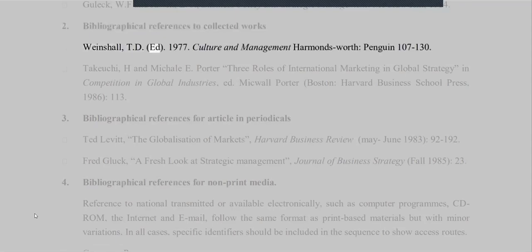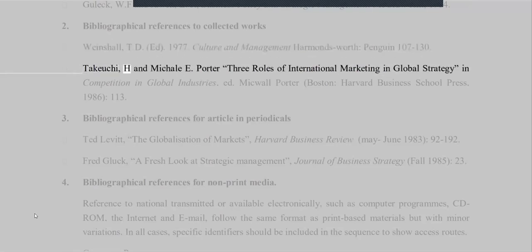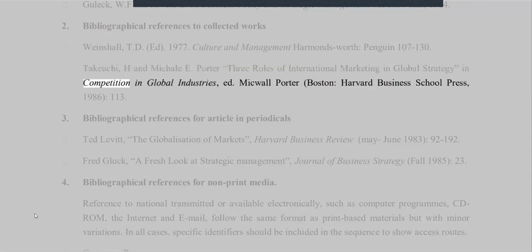2. Bibliographical references to collected works. Wainshaw, T.D., ed. 1977, Culture and Management, Harmondsworth, Penguin, 107-130. Takauchi, H. and Michelle E. Porter, Roles of International Marketing in Global Strategy, in Competition in Global Industries, ed. Michael Porter, Boston, Harvard Business School Press.